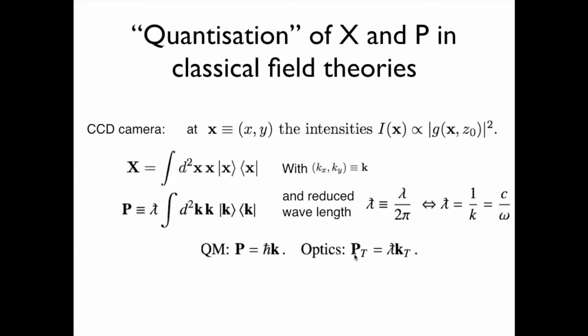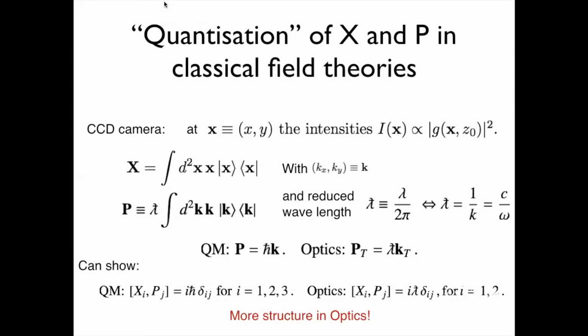And then you see that the transversal momentum that was defined like this is related to the transversal wave vector with this lambda bar. And what might be even more interesting, this is just a definition, is that you can now show that in optics, the position operator defined like this and the momentum operator do not commute, and that the constant that occurs, or the scale factor in the commutation relation, is now lambda bar. So this lambda, the wavelength over 2 pi.